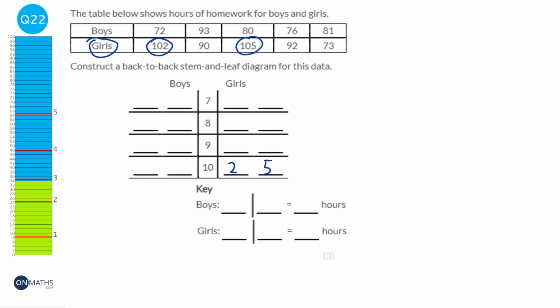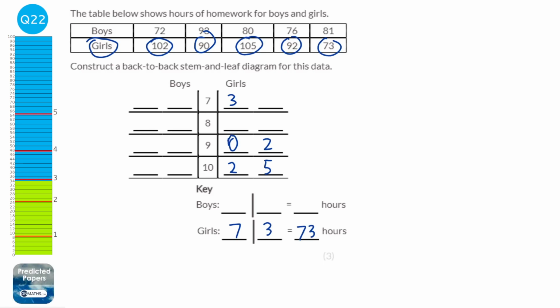Now they go from biggest being the right hand side and the smallest being nearest the middle. We've got a 90 and a 92, and we've got a 73 there. And the key we can have for the girls is just 7 line 3 is 73 hours. It doesn't actually matter which value we pick. We could actually pick a value that's not on there, so 6 line 3 equals 63 hours. It's just a way of showing that that 7 represents a 10 and not a unit or anything else. Okay, so we're going to do the boys next.